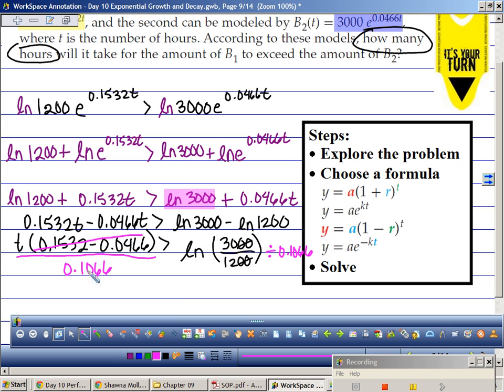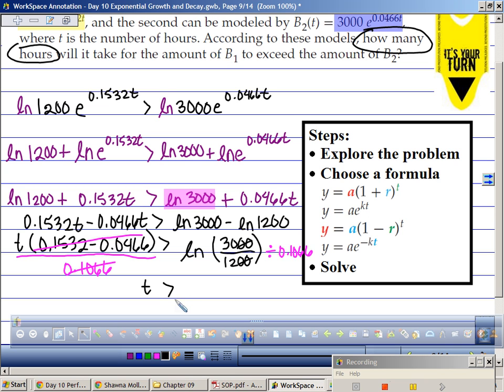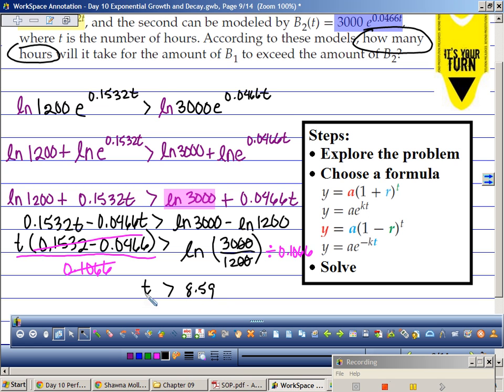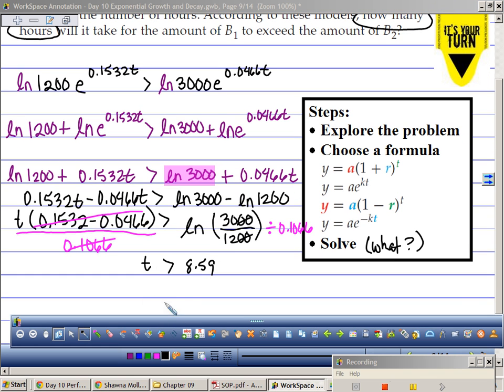lots of different ways to write it, though, correct? How much time do we have? Not much. I got 8.59. What'd you guys get? Okay, what were we looking at? How many hours will it take the amount to exceed? So how many hours would that take? Or 8, it says in here 8.6.